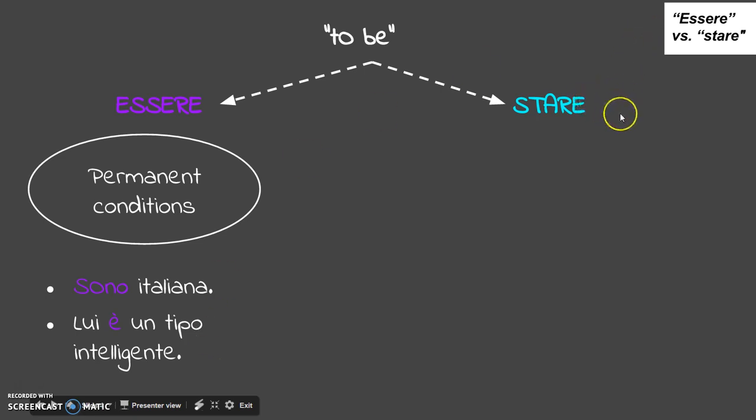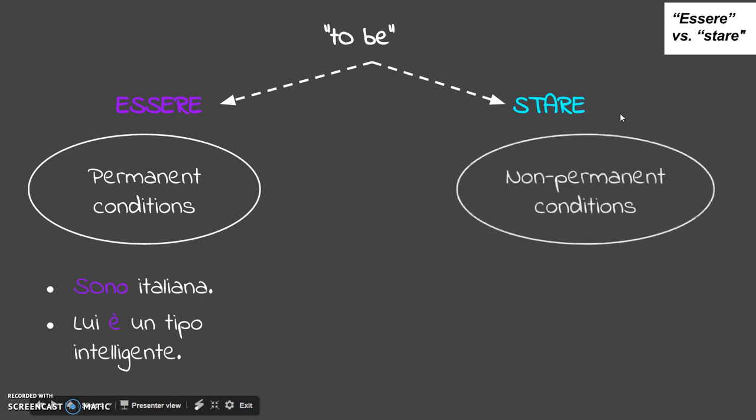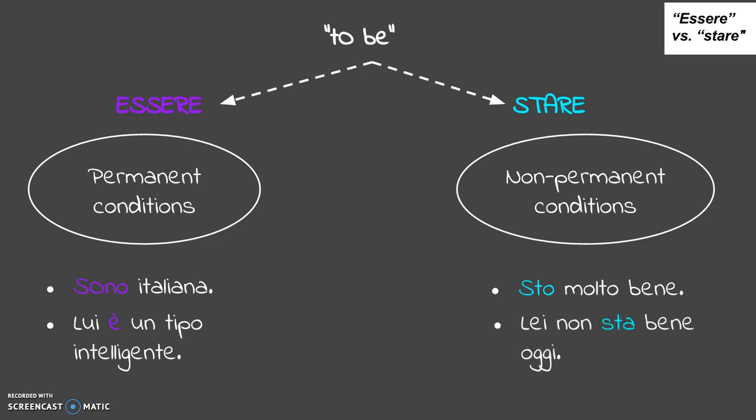With stare, on the other hand, we use this for non-permanent conditions. So, for example, sto molto bene or lei non sta bene oggi. So the way you're feeling is more likely to change in different situations or on different days rather than your nationality or your characteristics, your personality.